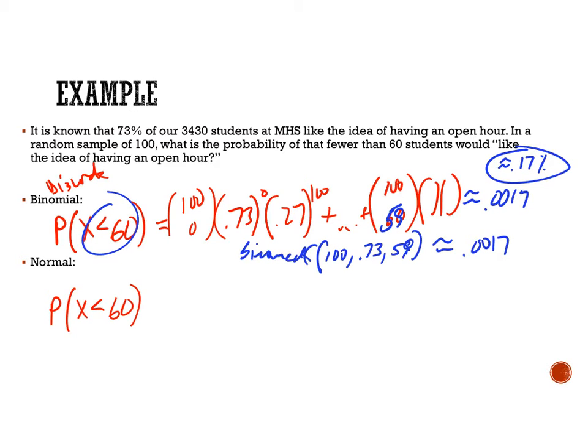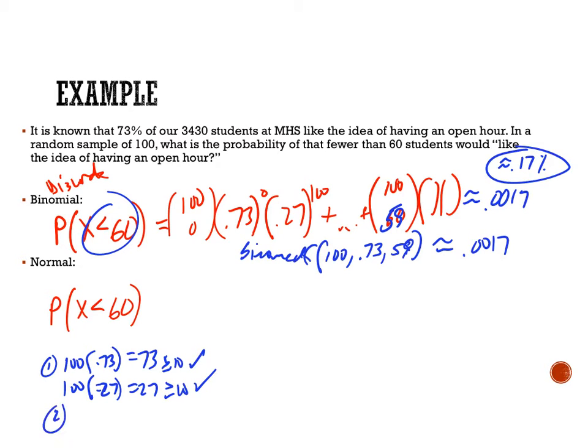Now, in order to make this normal, what we would do is, first of all, we got to check, is n times p and n times 1 minus p, are those both 10 or more? Well, they would be 73 and 27, so we have a big enough sample. Okay, so that's good. Next is 10 times n, which is 1,000. Is that less than capital N here? Well, capital N in this case is 3,430.